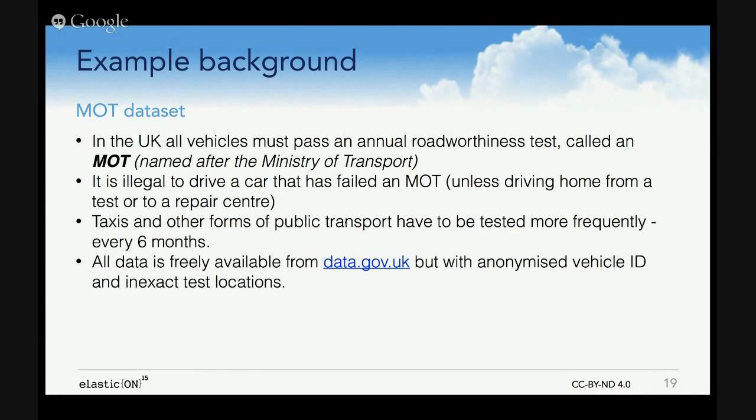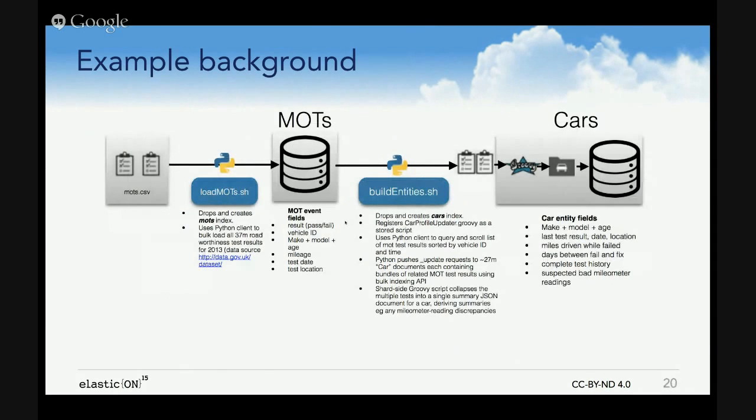You can download it all, there's a lot of it, 37 million records, I think, in this data set. And again, did the same thing, take all of the individual events, or in this case the tests, put them into an event-centric index, and then reorient them again, run this script to sort them by entity ID and then put them into little car profiles. So I build a profile for each car.